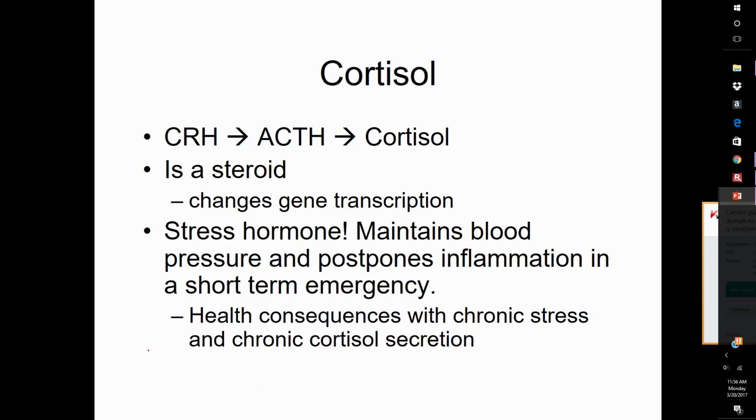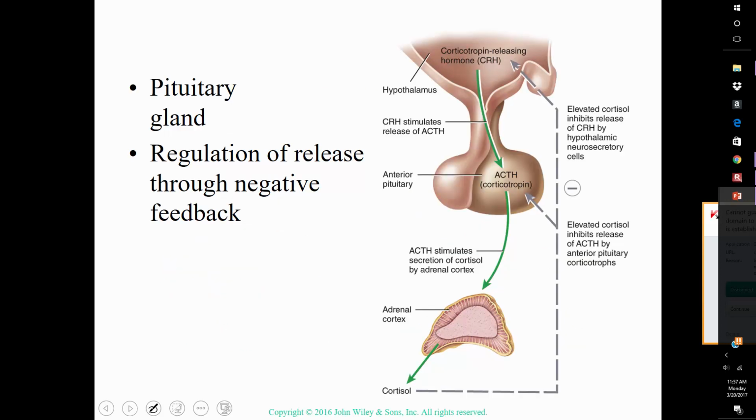The problem is if we are chronically stressed, and we're stressed and stressed and stressed, chronic cortisol secretion can actually cause health consequences. So there's a lot that you probably read in the news and in journal articles and in maybe some of your other classes about how we need to manage our stress so that we're not falling prey to health disorders like heart disease and stroke and that kind of thing.